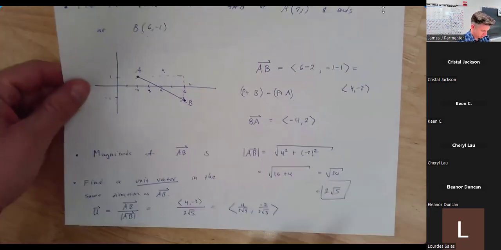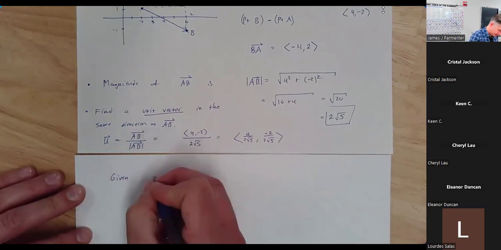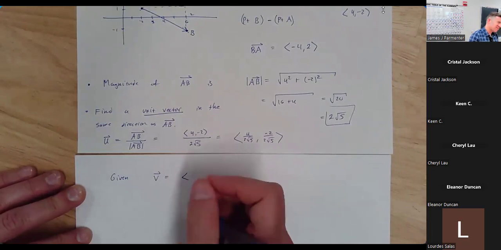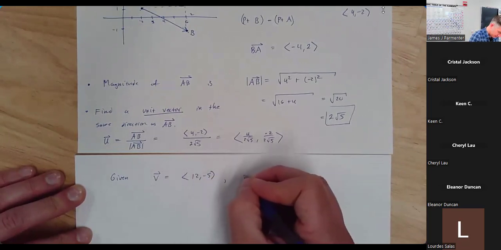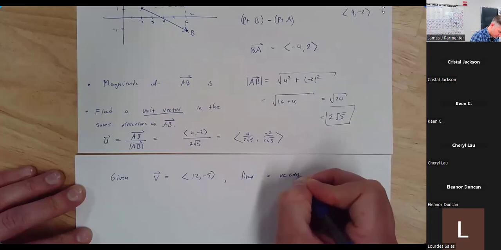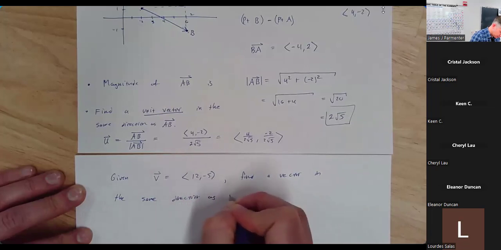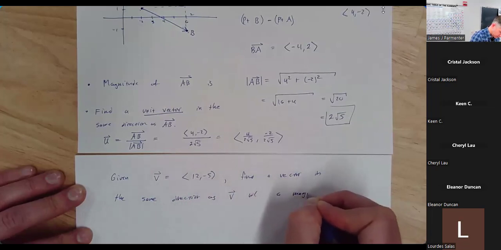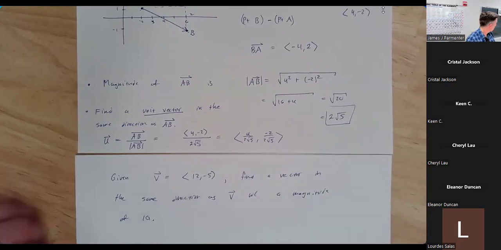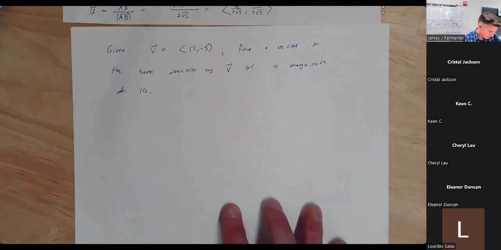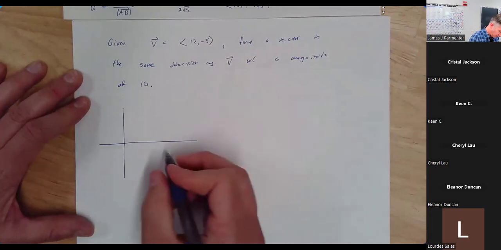A more fun question is, given the vector v equal to, sure, let's make it fun, (12, negative 5), find a vector in the same direction as v with a magnitude of 10. Okay. Let's draw it. Yeah, let's draw it. So v is going over 12, okay, 12 and down 5.